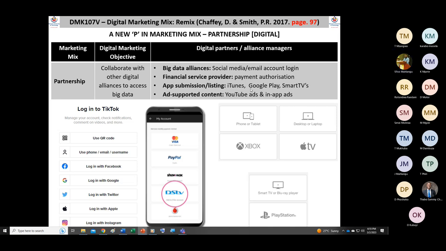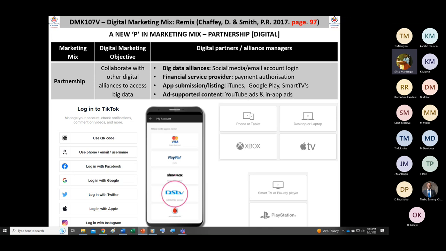App submission. We've covered this part in the place element. So if we've got an app and it goes to Android or it goes to Apple, we must partner with those operating systems first so that our app can run. So when we submit, we follow their guidelines there. And you'll remember ad supported content in terms of prices, whereby a customer watches an advert in order to make a payment. So there's a partnership whereby we partner with advertisers in order to increase sales.